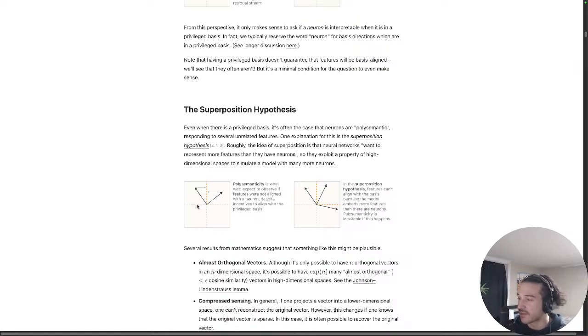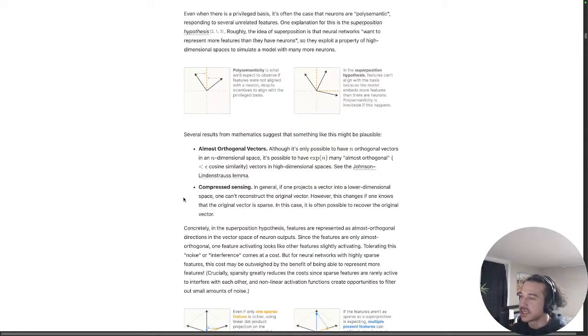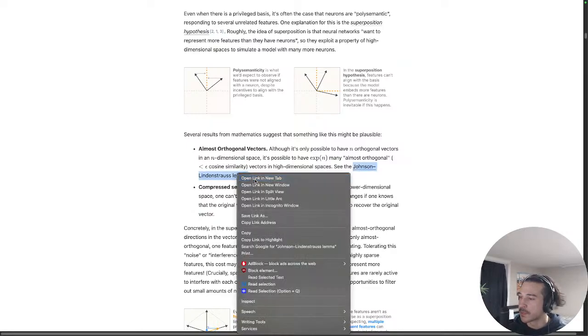Okay, and just to clarify, those three vectors going off from the origin, none of them are orthogonal to each other. Several results from mathematics suggest that something like this might be plausible. Almost orthogonal vectors. Although it's only possible to have n orthogonal vectors in an n-dimensional space, it's possible to have e to the n many almost orthogonal vectors, with less than epsilon cosine similarity, in high-dimensional spaces. See the Johnson-Lindenstrauss lemma. Interesting.